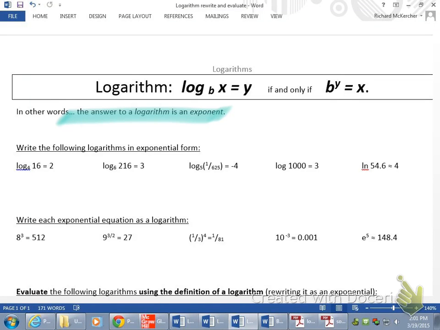Okay, Math 2, looking at logarithms. Logarithms are a brand new word for us, okay? Logarithms are defined such as this definition: log base b of x equals y if you have a situation where b to the y equals x.